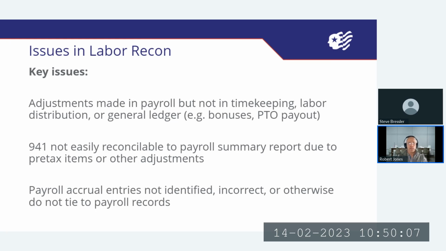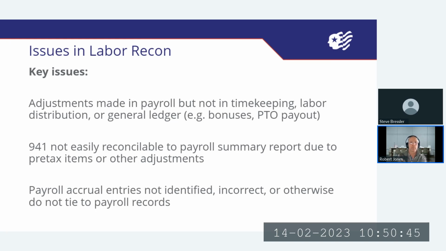941s oftentimes are not easily reconcilable to the payroll summary report because of pre-tax items or other adjustments, right? So if we've got things like garnishments, 401k contributions that are coming out pre-tax, health insurance premiums that come out pre-tax, as an example, a lot of that stuff is not reported on the 941. So if I look at the top level number of the 941 and I compare it to my total labor costs, there's a variance because of those types of things and how we report things. It doesn't mean that there's a problem with the 941.